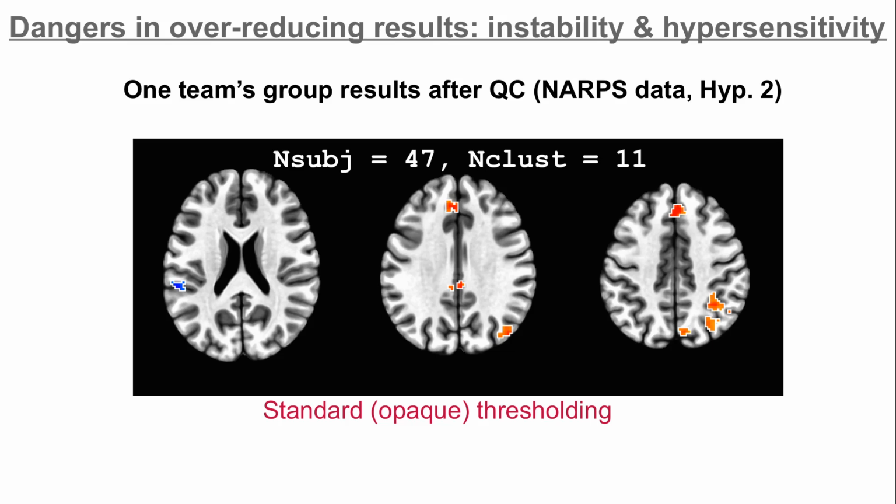This is looking at one team's results of the NARPS data, different hypothesis, and when we apply opaque thresholding and see clusters, with the 47 subjects that were present after quality control, this is the group finding. There were 11 clusters, and here are some of them here. Now, if quality control maybe had been a little different, or if there were slightly fewer subjects in the dataset, what do results look like?